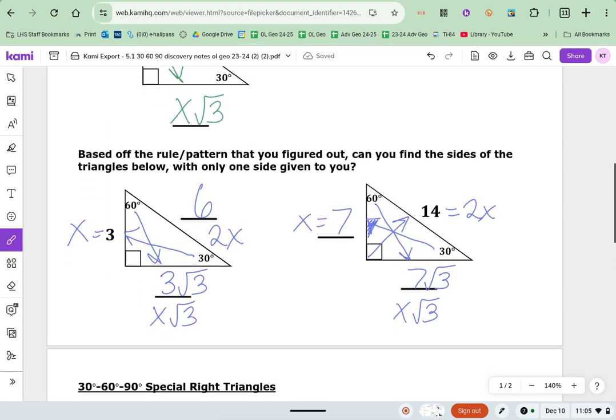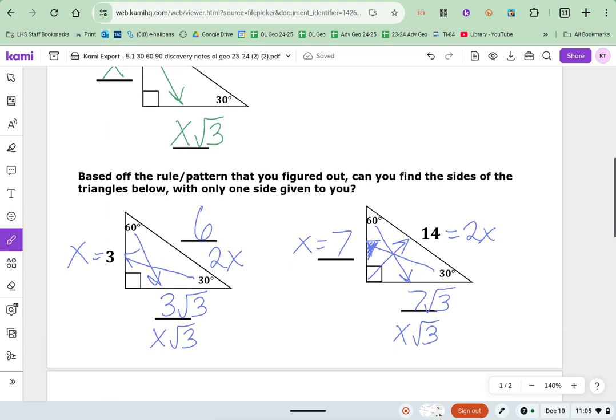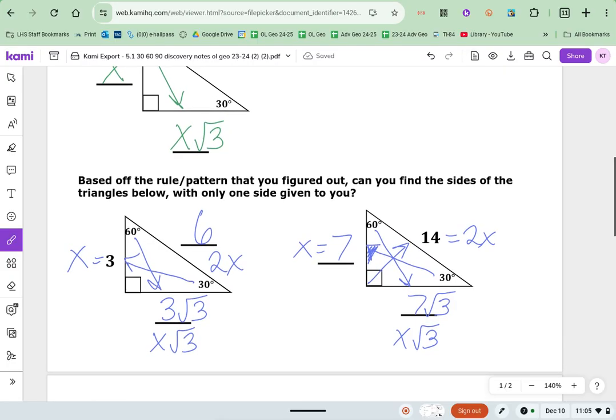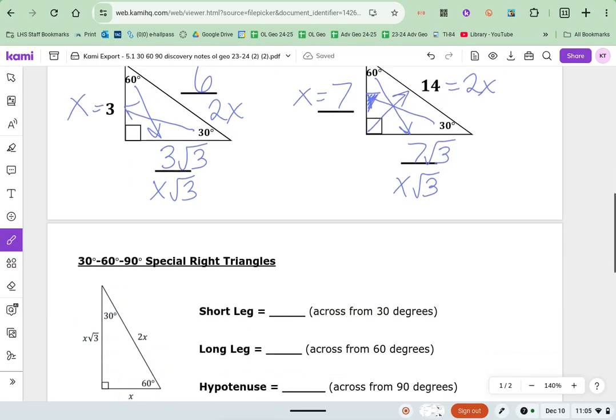All right, any questions so far? Okie dokie, let's look at some examples.